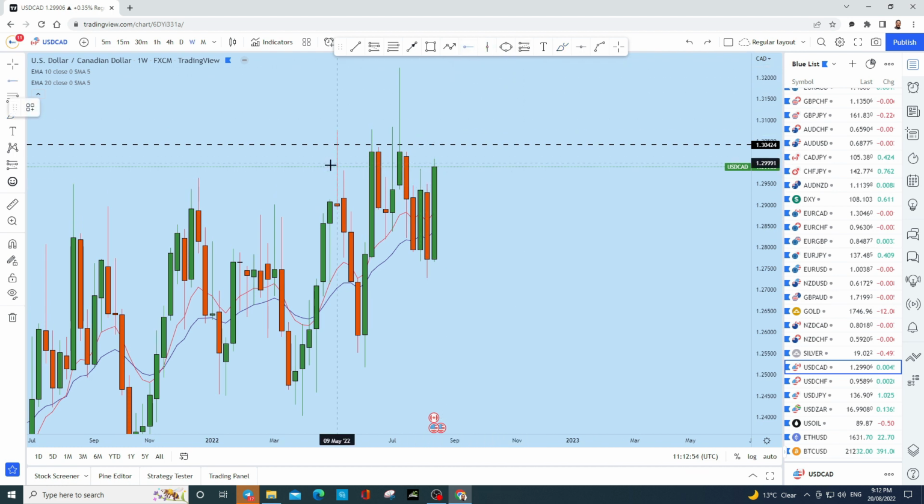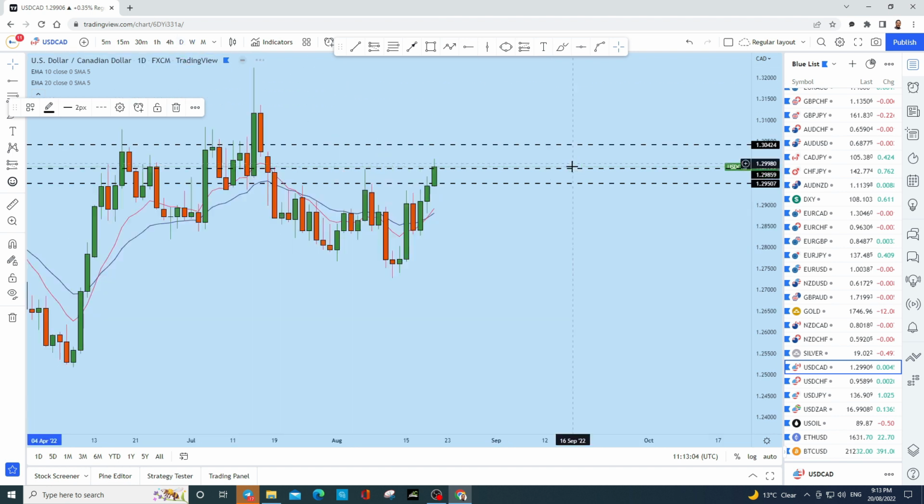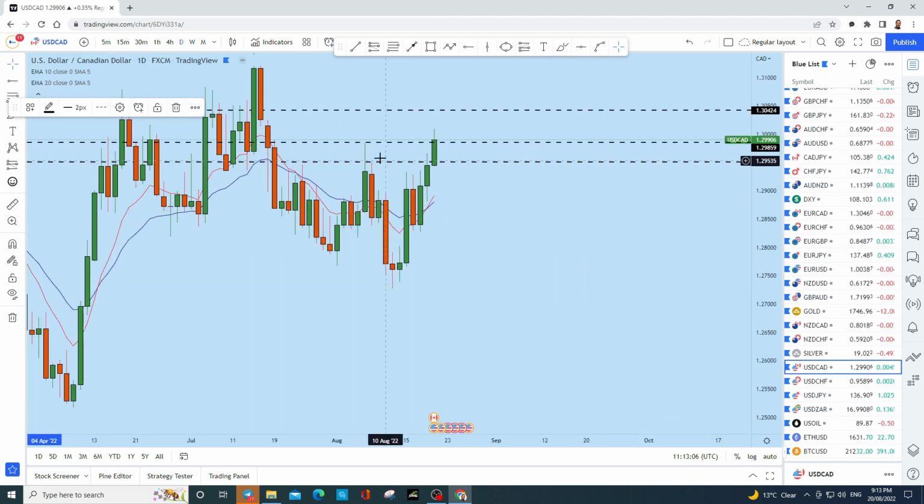So there are two necklines. One is here, let's draw a level. The other one is here. These are the two levels that we can expect USDCAD to test and go up. Now looking at the daily time frame, we see that the price will either respect this one and go up, or respect this one and possibly go up, or even test this one as well. So let's draw all these levels on the daily perspective.